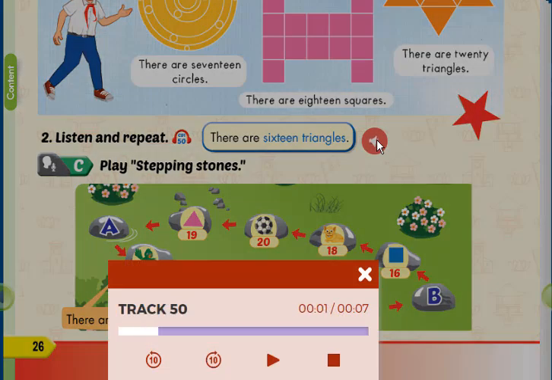B. 2. Listen and repeat. There are 16 triangles.